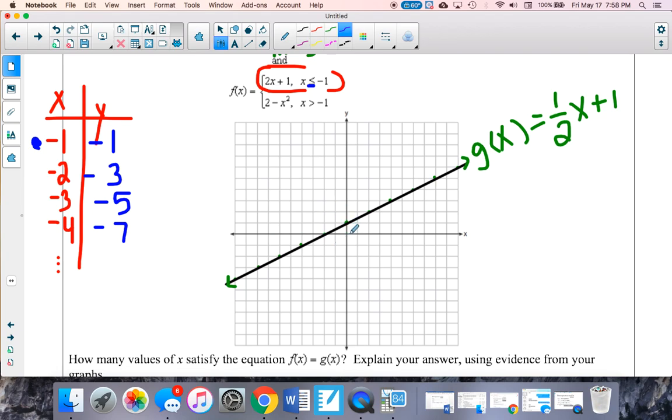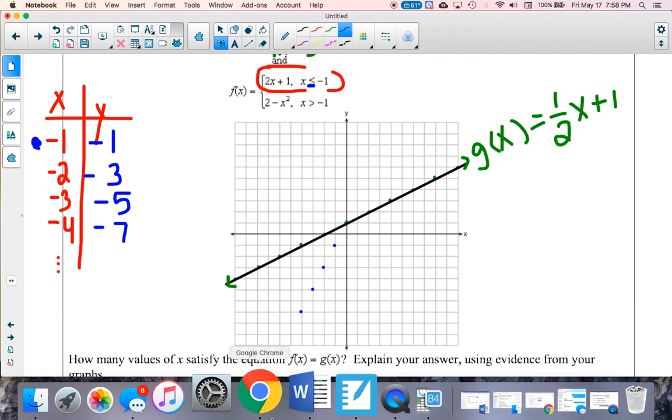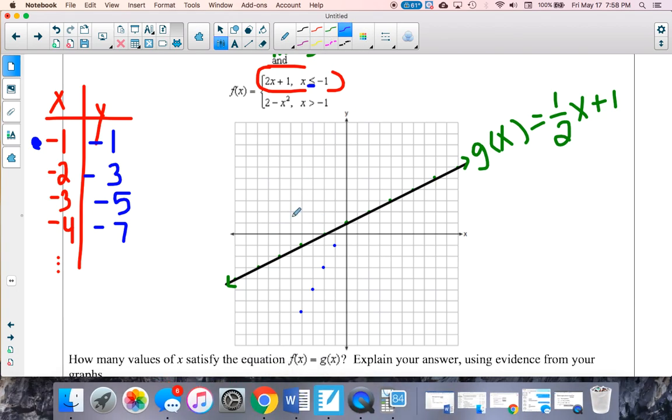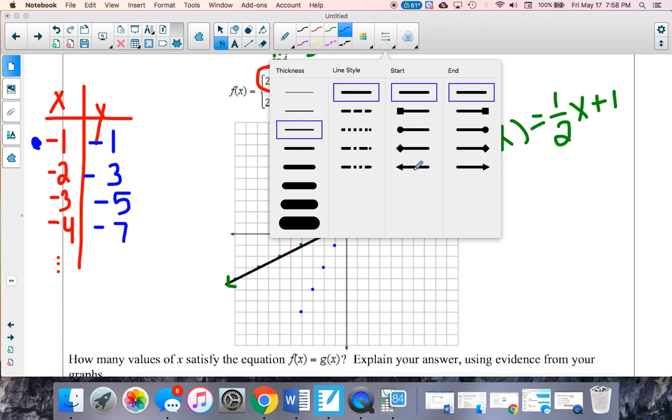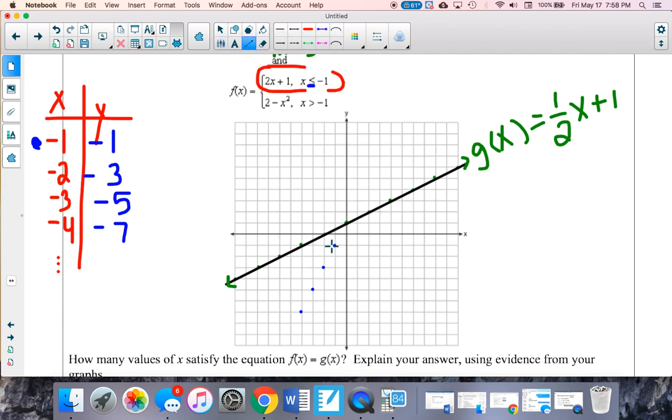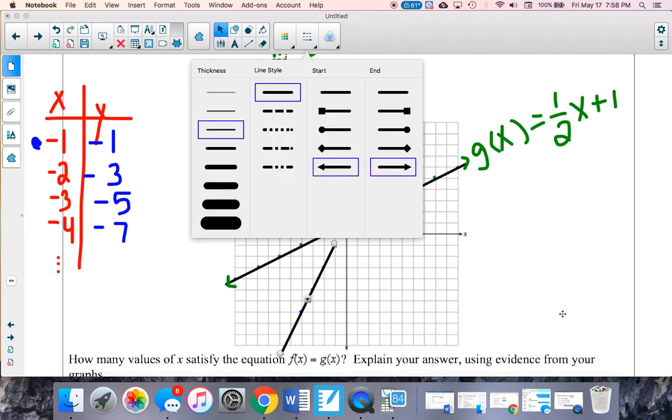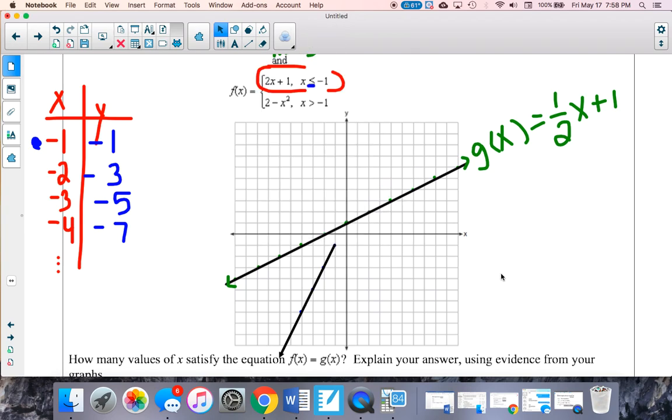So -1, -1, -2, -3, -3, -5, -4, -7. Okay, and it keeps on going forever in the down direction, but not in the up direction. We have to stop at -1. So let's connect this with a line. Nope, arrow's going the wrong way. So I don't want an arrow in the start direction. Does that make sense?